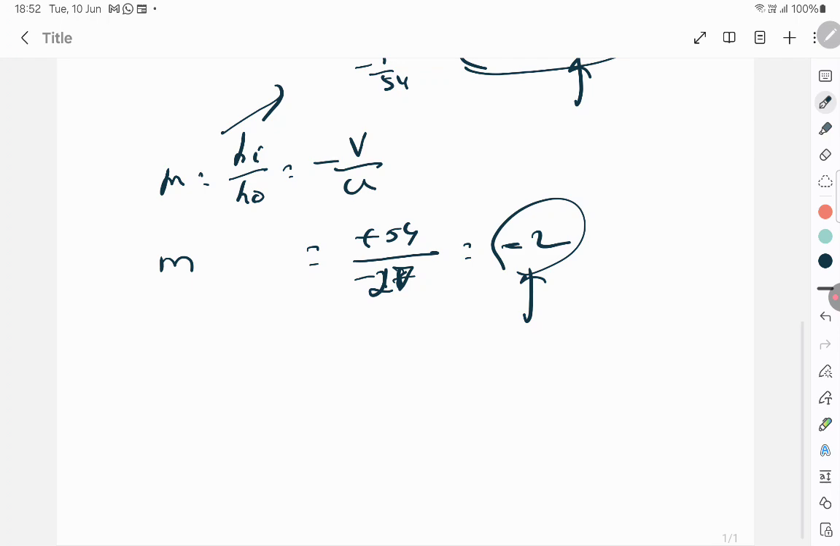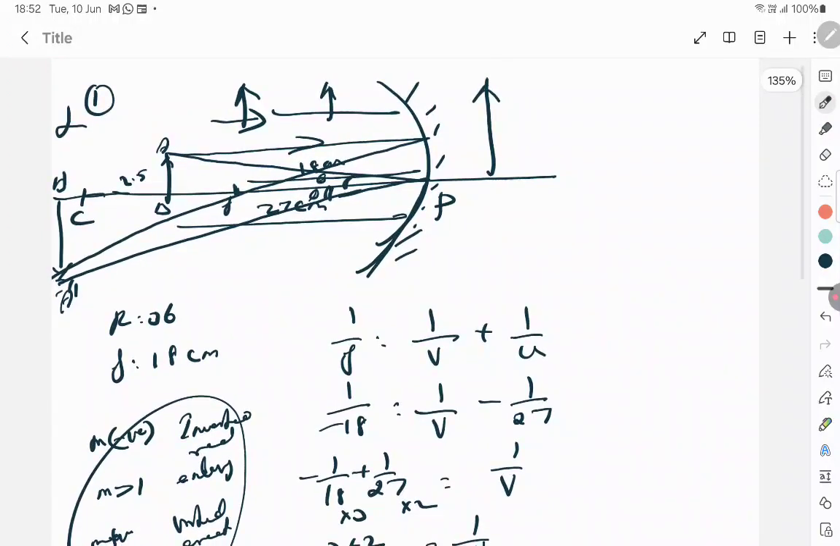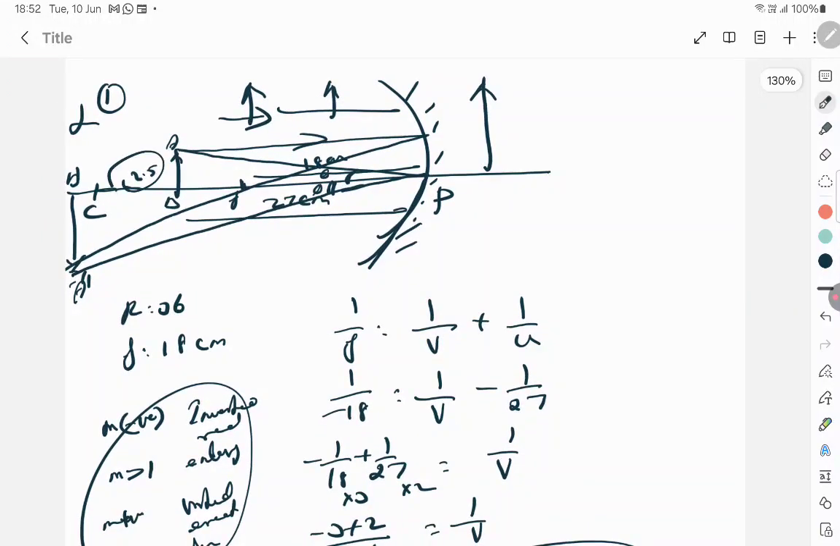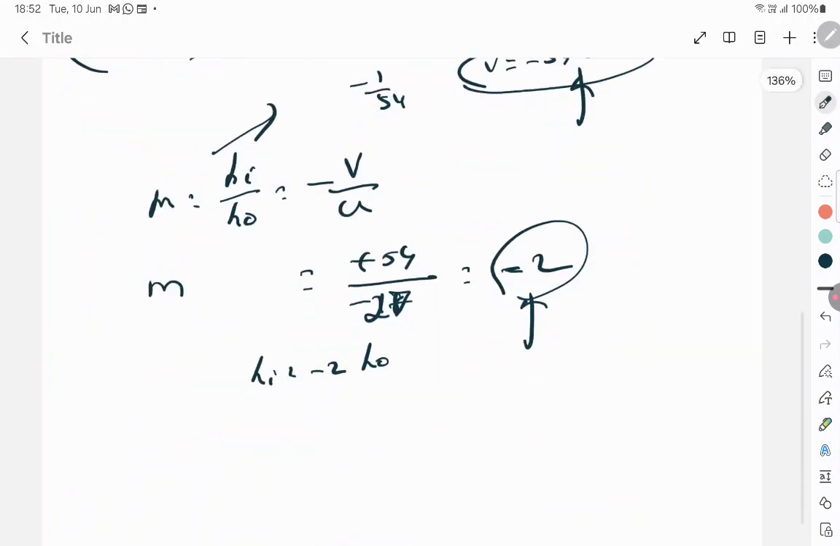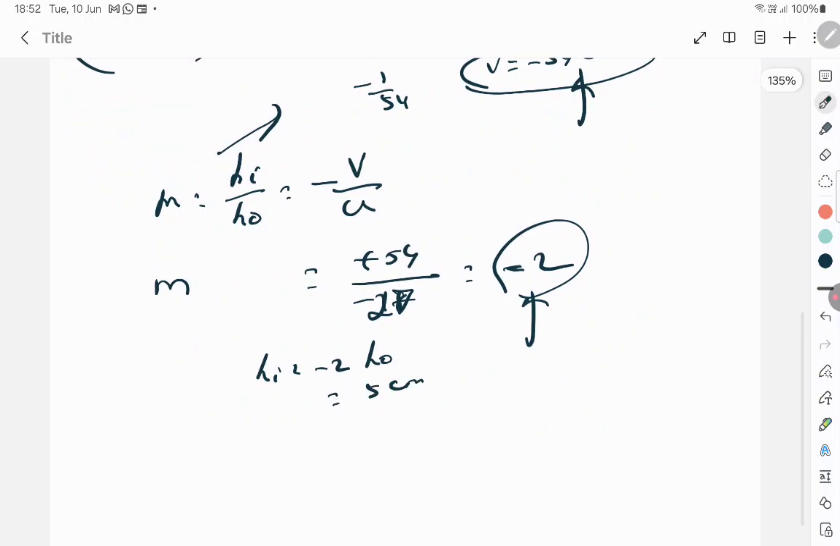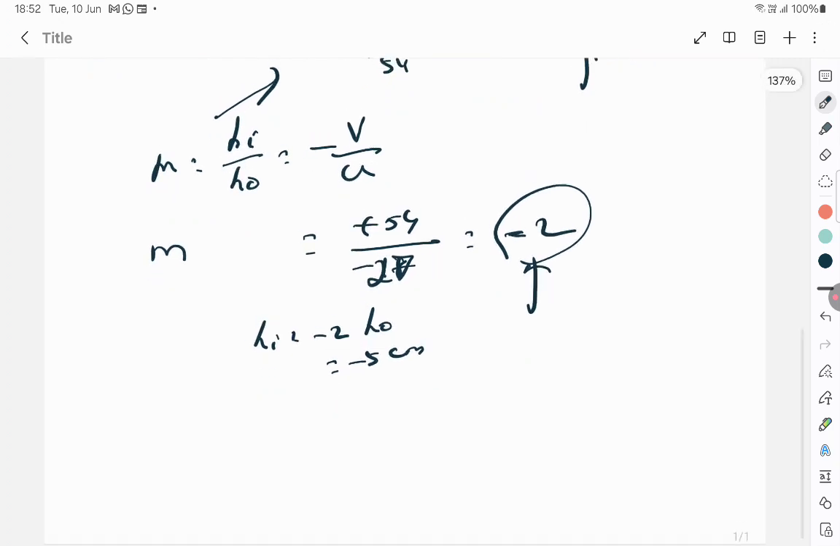So magnification is negative. You know that the height of the image is minus 2 times the height of the object. The height of the object was given in the question as 2.5. So it's 5 centimeter, which of course has a minus sign, but the magnitude, if you're going to say the size of the image, will be plus 5 centimeter. So let's go to the next question.